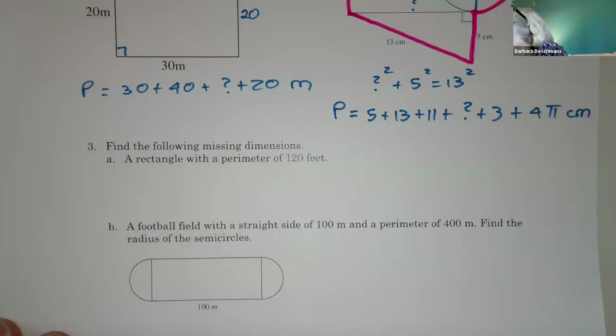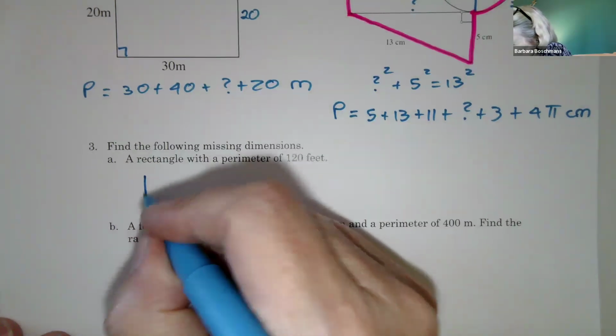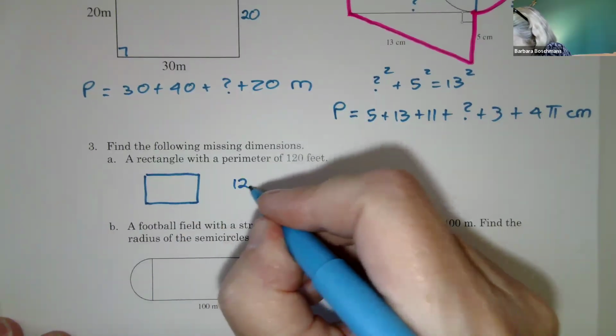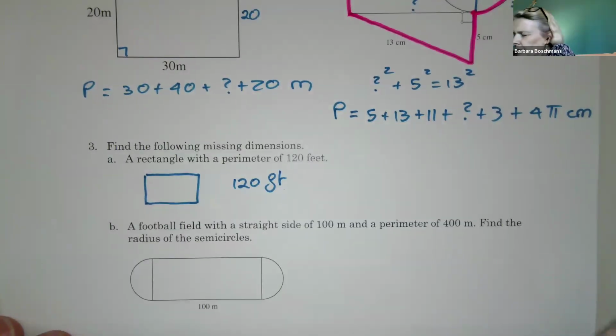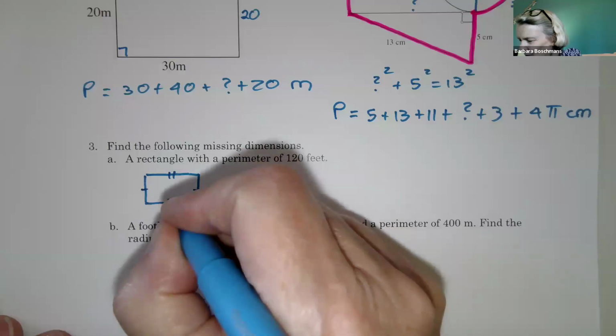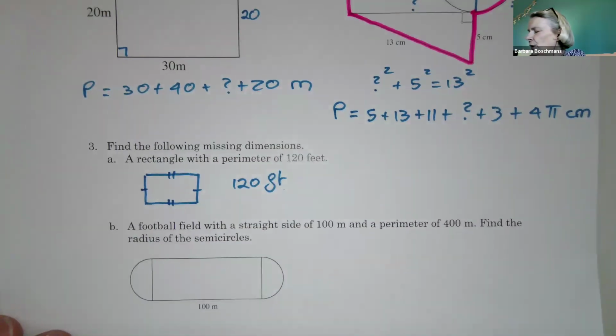Number 3, find the following missing dimensions. A rectangle with a perimeter of 120 feet. So if I go all the way around, I have 120 feet. There's infinite solutions to this. If you want whole numbers, that narrows it down a little bit. Of course, you can't use negatives. It has to be a rectangle. So come up with numbers that work. We know that these two opposite sides have to be the same and those two have to be the same. So when you add all 4 sides, they have to add up to 120.